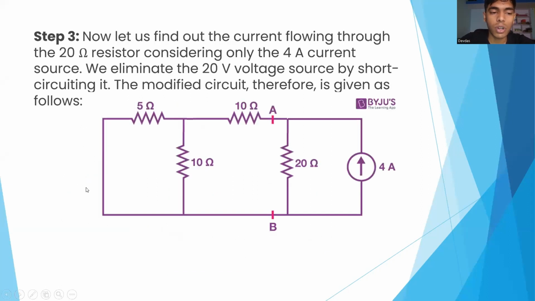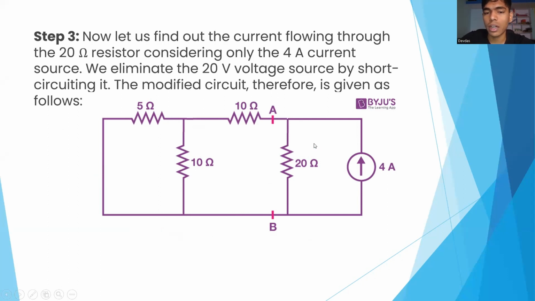Now we have short circuited the 20 volt source. This is step 2. Now we need to consider the 4 ampere source. We need to find out the current flowing through the 20 ohm resistor due to the 4 ampere current source. You can see there are 3 loops and 2 nodes. You can take this as the reference node. Again, the same step: you need to find the current flowing through the 20 ohm resistor. Loop 1, loop 2, loop 3, I1, I2, I3.